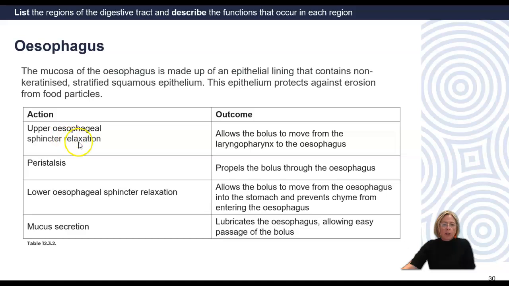The upper esophageal sphincter relaxes to allow the bolus to move from the laryngopharynx into the esophagus. We have those really powerful waves of peristalsis propelling the bolus through the esophagus and on to the stomach. We have lower esophageal sphincter relaxation, which allows the bolus to move from the esophagus into the stomach, and then when it contracts, it prevents that chyme from going back up into the esophagus. And mucus secretion all along the length of the esophagus lubricates it, allowing easy passage of the bolus.